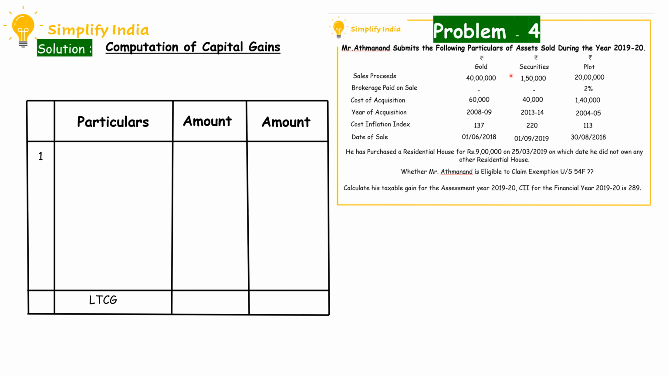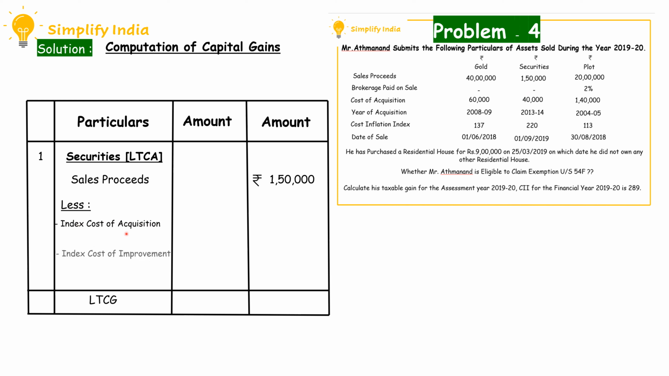Our next capital asset is securities. Here, the securities have been acquired in the year 2013-14, as it is a long period of time, so it can be termed as a long-term capital asset. So the indexation benefit has to be considered. First we take the sales proceeds, that is rupees 1,50,000. Then we have to deduct the index cost of acquisition. The formula is cost of acquisition into CII value in the year of sale divided by CII value in the year of purchase.